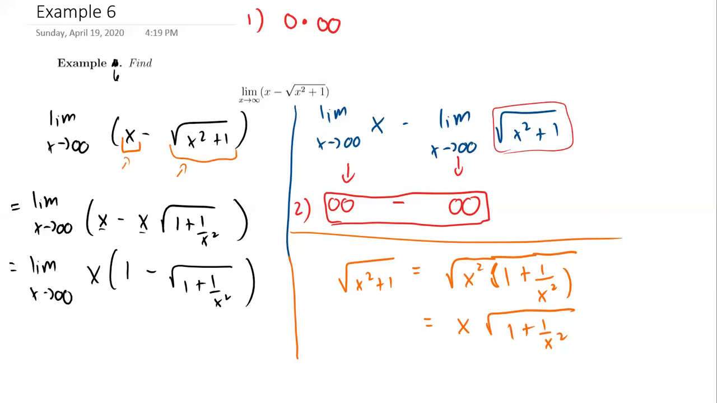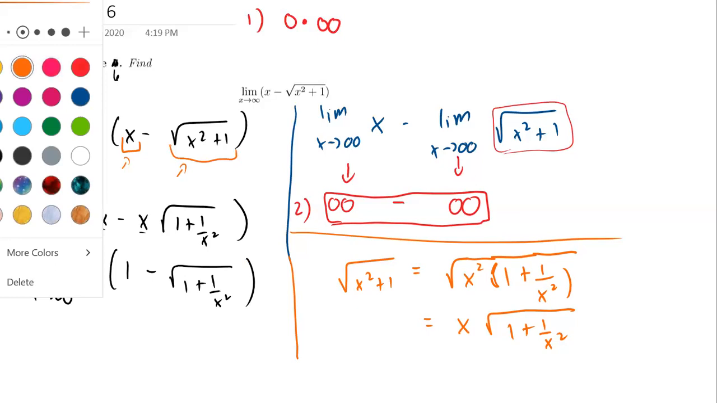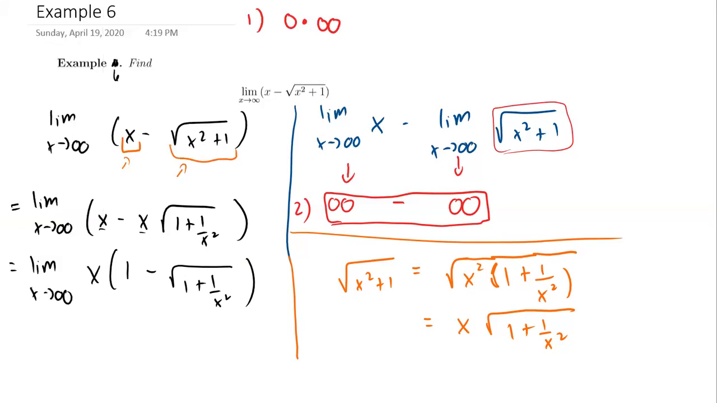Now, see that we're closer to getting to the form in 1, 0 times infinity, because now we have a product. Now we have to verify that this is a product of the form 0 times infinity, so we can use the trick that we used in the previous video. Okay. So is it in that form? Well, let's check each limit separately. Let's go to another page for that.